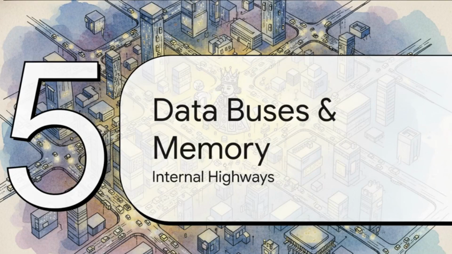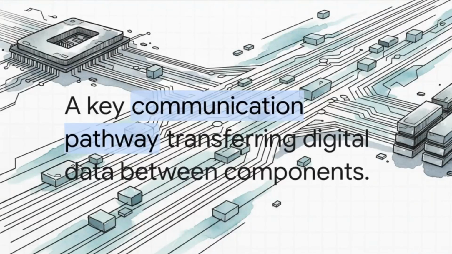Now for our final stop, Section 5, data buses and memory. Now, what's really interesting about this part is how the traffic actually moves. We have our city and we have our mayor, but how do the instructions travel? They move on data buses. These are parallel electronic pathways linking the CPU, memory, and your peripherals. They're basically the communication pipelines handling the incredibly high-speed exchange of digital data, and they adjust their speeds dynamically depending on exactly what you're asking the computer to do.